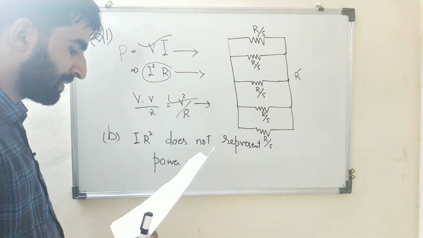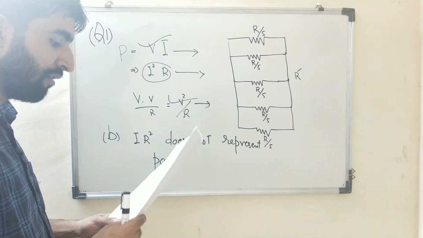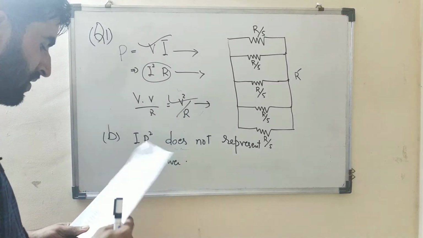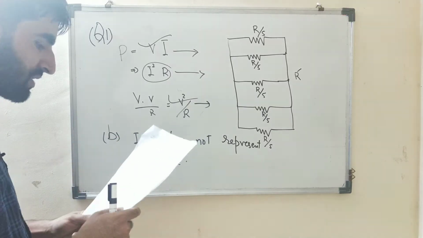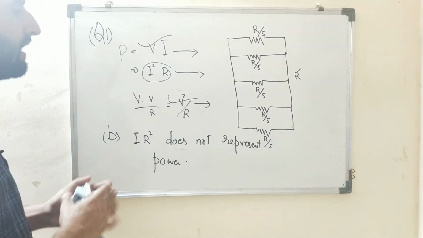Question number 3. An electric bulb is rated 220 volts and 100 watts. When it is operated on 110 volt, the power consumed will be. So there is an electric bulb and it is rated as 220 volts and 100 watts. So first we will find the resistance. What will be the resistance of the bulb?